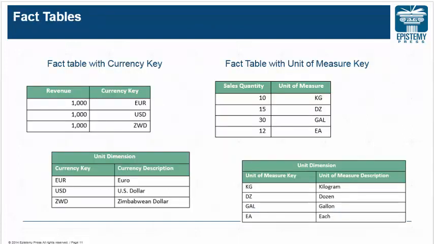So here you see that the fact table has revenue, which is a key figure, and you can display that with a currency, or if you are looking at sales quantity, you can have a unit of measure. And now to define the currencies, you have another table that tells you the key for the currency and what it stands for, the description of it. Same thing, the kg, the unit of measure, the code for every unit of measure and its description.